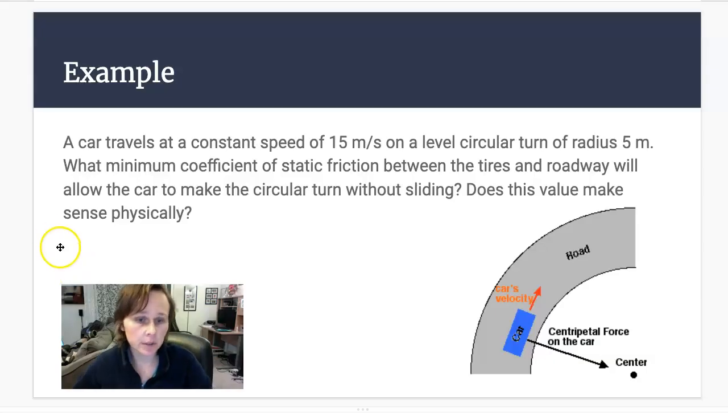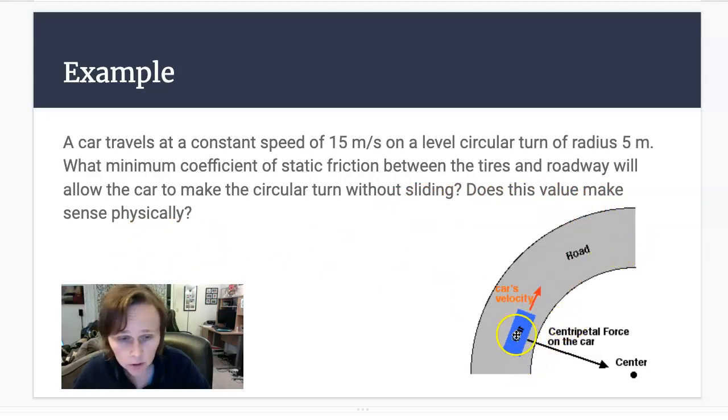Let's look at another example. A car travels at a constant speed of 15 meters per second on a level circular turn of radius 5 meters. What minimum coefficient of static friction between the tires and roadway will allow the car to make the circular turn without sliding? Does this value make sense physically?